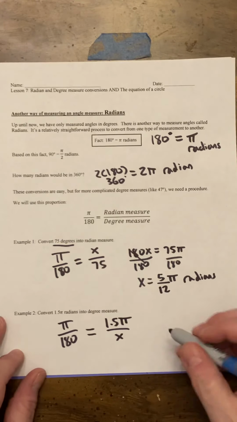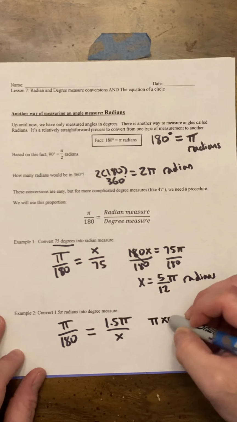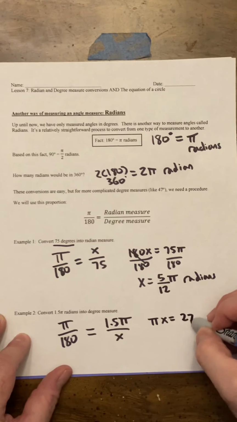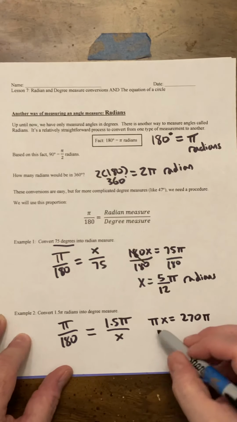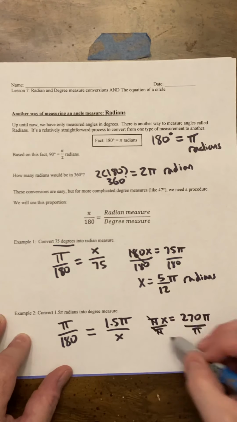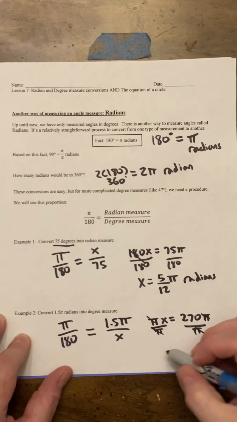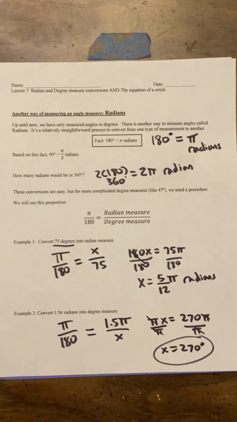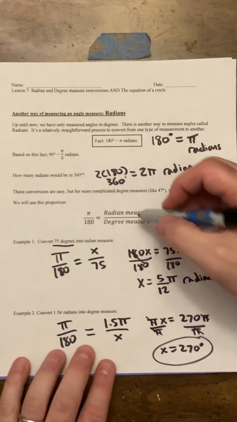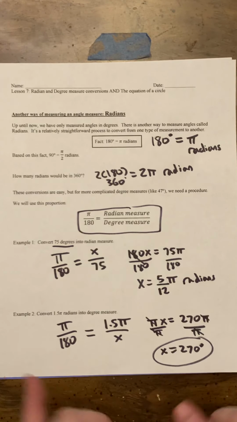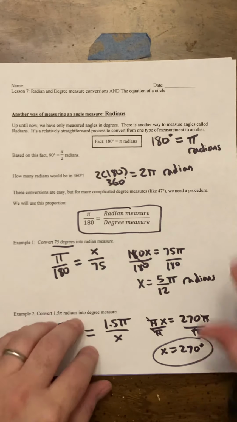Let's cross multiply, so you're going to get pi x equals, well, now 1.5 times 180 is 270 pi. By the way, the pi's will divide out. And you're going to get x equals 270 degrees. So 1.5 pi radians is the same as 270 degrees. So you can see how easy it is just to use this conversion to convert from degrees to radians, or from radians to degrees.